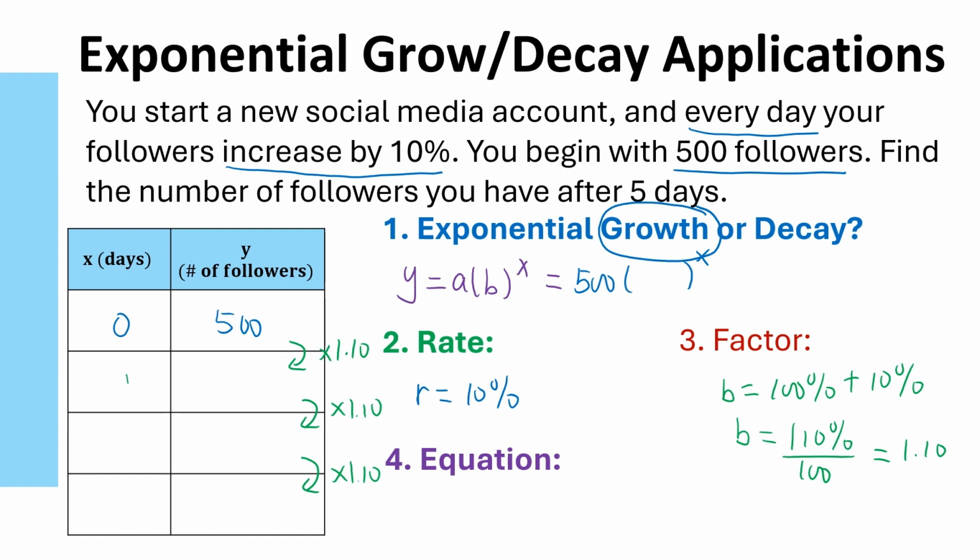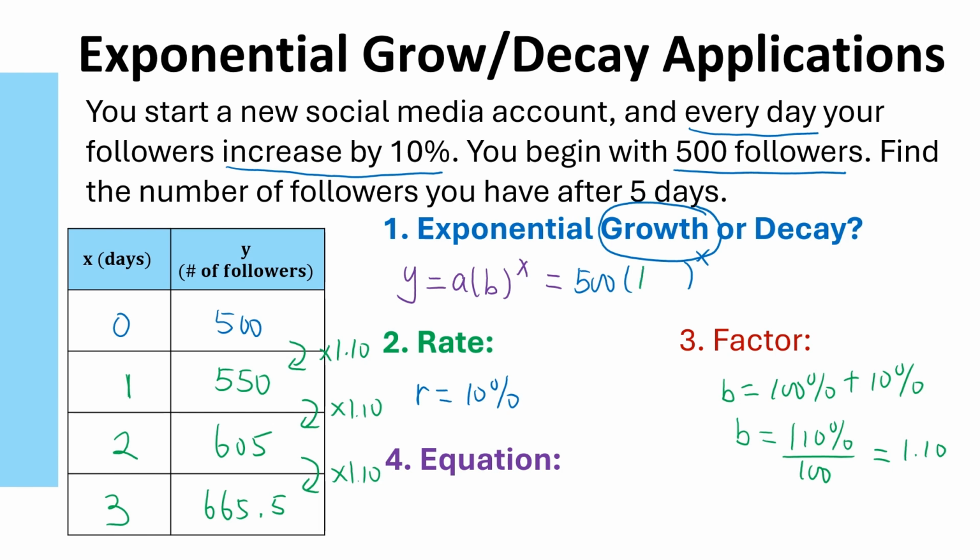So after 1 day, 500 times 1.10 is going to give you 550 followers. And then after 2 days, you're going to have 605 followers. And then after the 3rd day, you're going to get 665.5 followers. So now we know what b is.